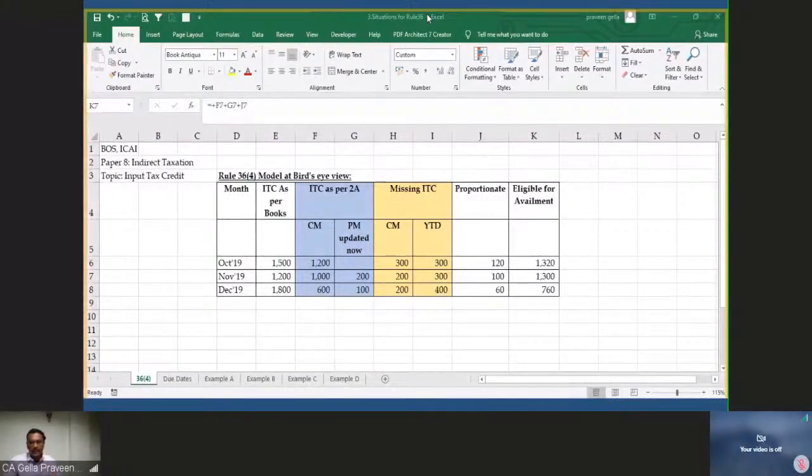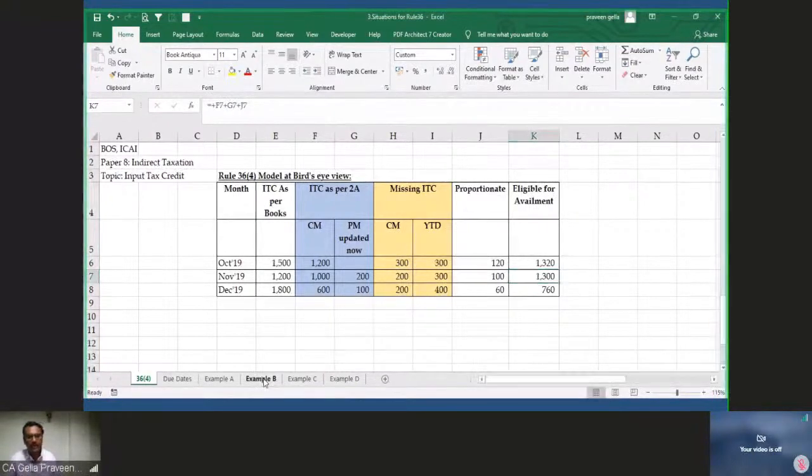Okay, so I got a confirmation from Sridhar for October, and Ravi for this one. Okay, so till now whatever we have discussed, you are clear. Now we will go phase by phase, one by one.